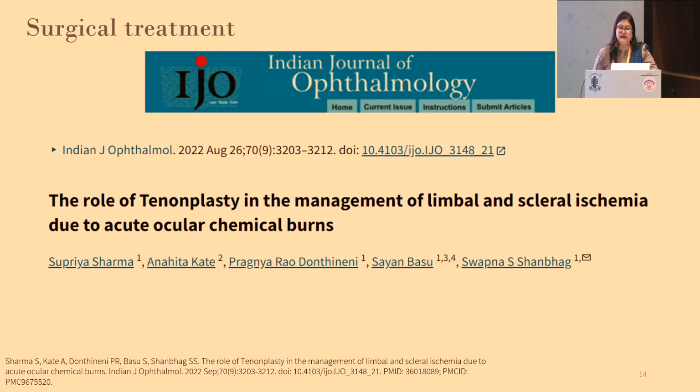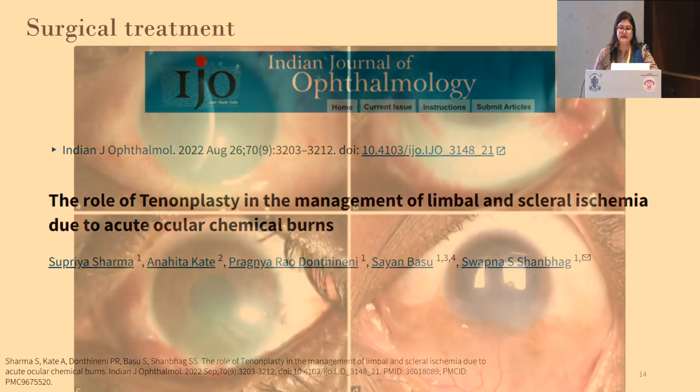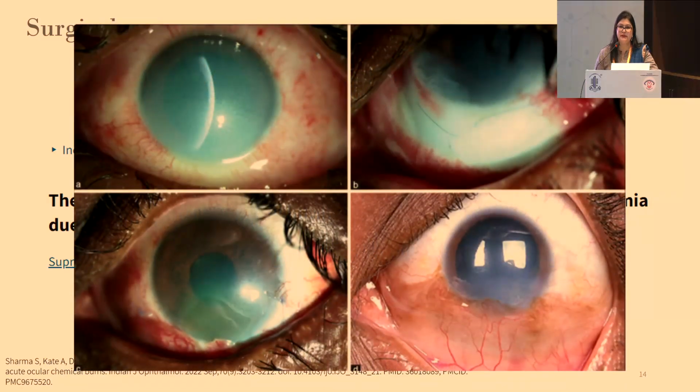Coming to the surgical management, tenonplasty or AMG, both are the first line of treatment in surgical management. What we generally do is the conjunctival peritomy, divide the Tenon's from the conjunctiva, and advance the Tenon's onto the limbus. You can see in the last picture, with this study that was published, that the epithelium is getting healed in these cases.